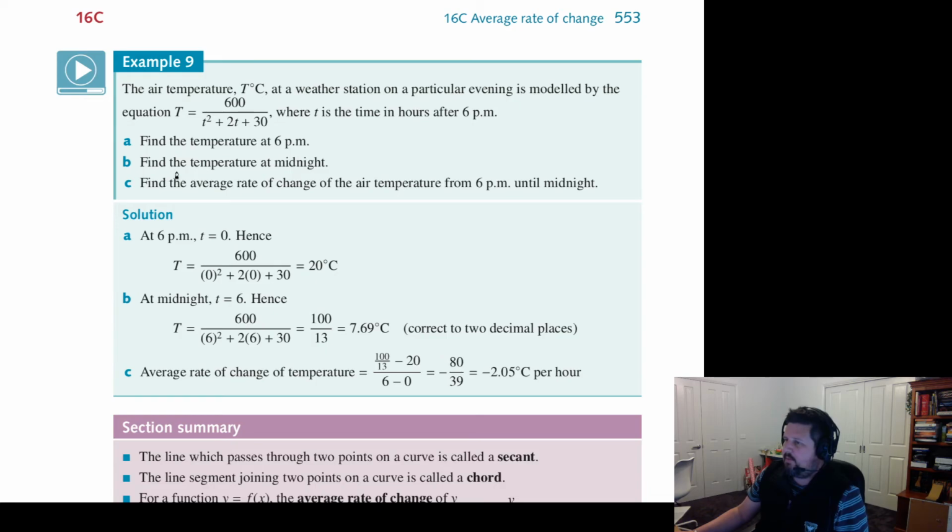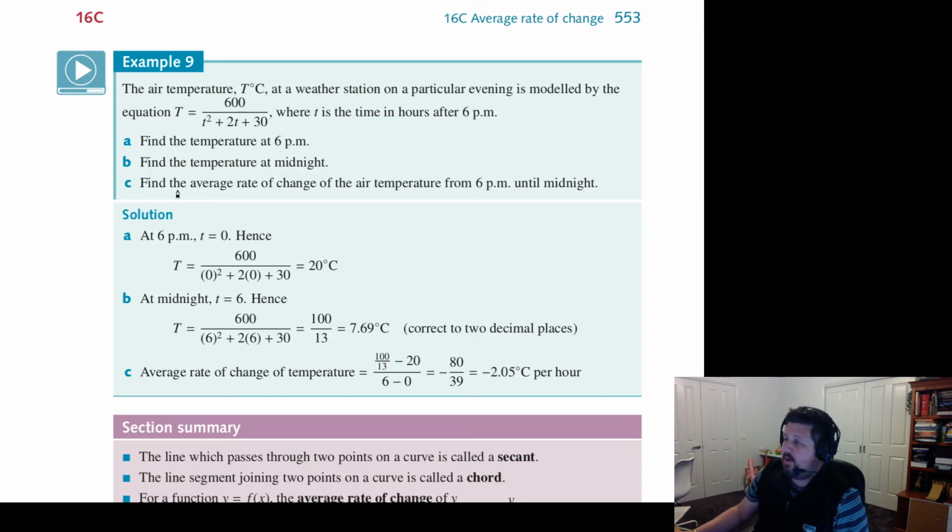Next one, we're saying, find out what the temperature is at midnight. Hopefully you know that if time 0 is 6 p.m., it's going to be 6 hours later that it's midnight. So it's the same as T being 6, because midnight is 6 hours after 6 p.m. We're going to substitute 6 into the temperature equation. You can see here where T is, we've substituted in 6. It comes down to 100 over 13, which as a decimal is 7.69 degrees Celsius.